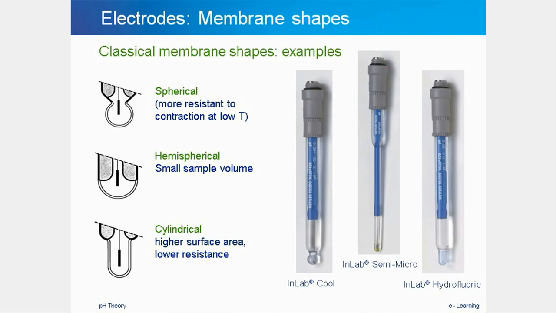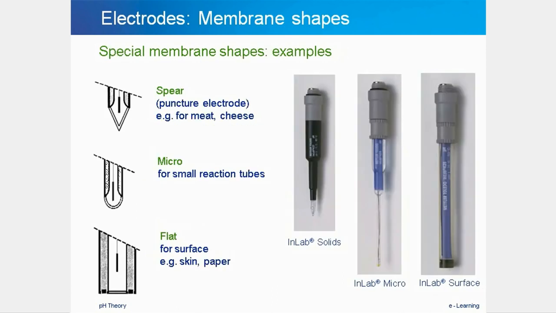The rightmost electrode on the slide, the InLab 429, has a cylindrical membrane glass. This cylindrical shape has the advantage of giving the membrane a larger surface area. Because of this higher surface area, it has a lower membrane resistance and is therefore more suitable for ion-poor solutions like pure and ultra-pure water.